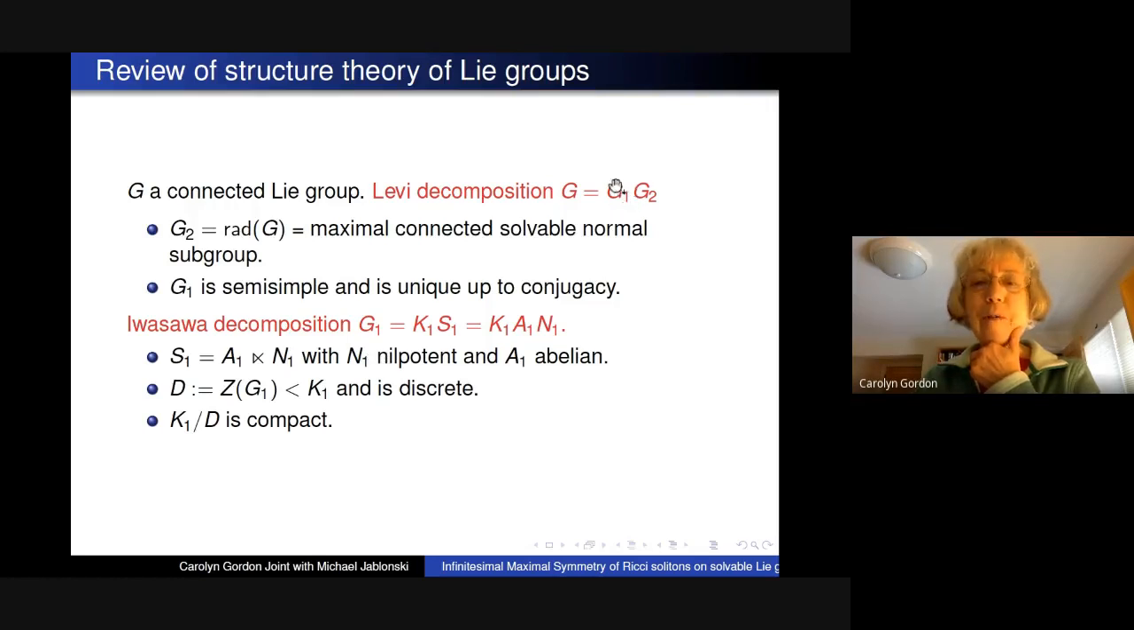And moreover, every semi-simple group, in particular G1, has an Iwasawa decomposition into K1 times something solvable S1, and the S1 decomposes as an abelian semi-direct product nilpotent. So A1 is abelian. And the center of G1 is contained in K1. And while K1 might not be compact, if we mod out by the center D, it is compact.